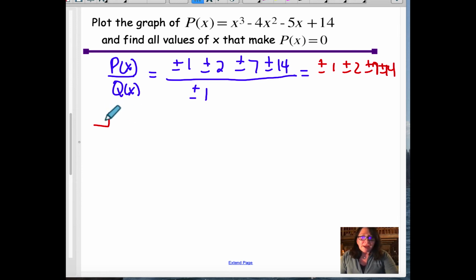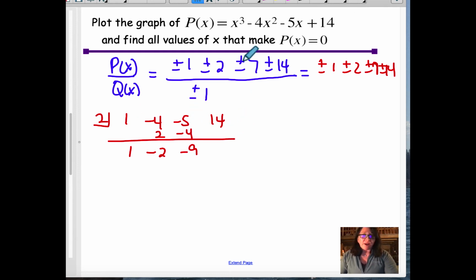So we're going to try, let's see, the values are 1, negative 4, negative 5, and 14. So I'm going to try 2, see what happens. I get 1, 2, add down, I get negative 2. Multiply across, I get negative 4. Add down, I get negative 9. That's not going to give me a 0.